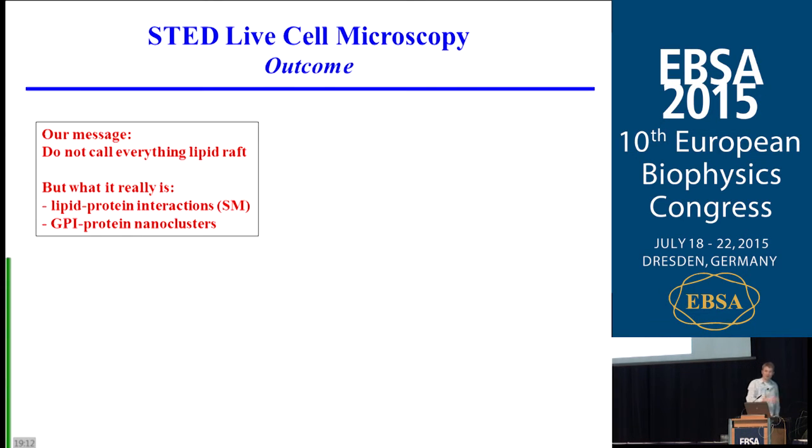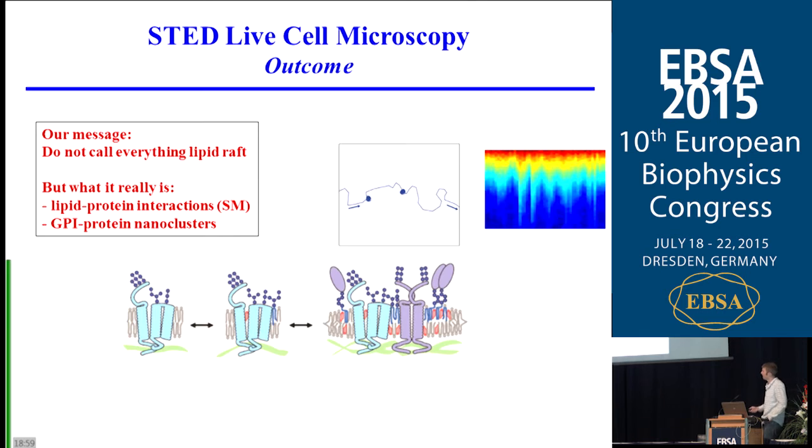So our message from all of these measurements is, don't call everything lipid rafts. Call it what it really is: lipid-protein interactions like we see for the sphingolipids, GPI protein nanoclusters, and so on. I still believe, because we have really experimental evidence, that the lipids really are involved in these, so to say, hotspot sizes. Okay, so much about the lipid stuff.